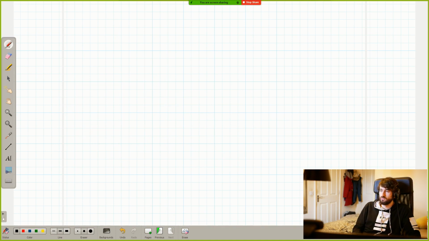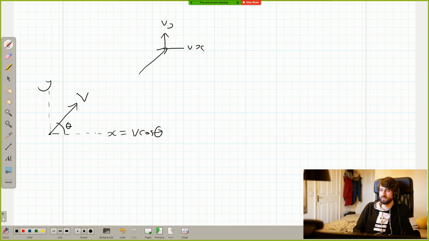Okay, so what's the point in any of this? Well, let's go back to vectors, lesson 1. Vectors have an x component and a y component, and we can say that this has a v dot y and a v dot x. And this x, if this is theta, is v cos theta. And this y is v sine theta.